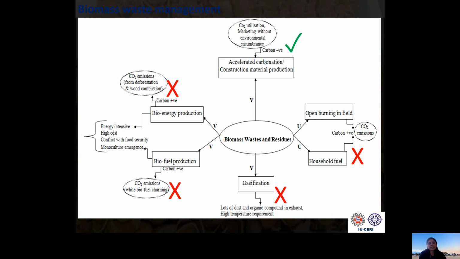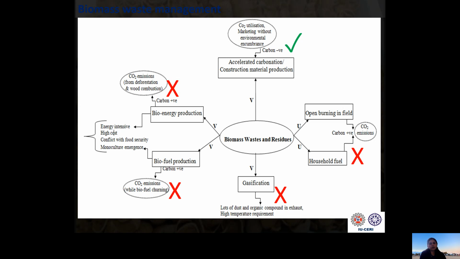If we look into biomass waste management options now, there are options where we can utilize biomass waste, and this utilization approach is already in practice, which includes open burning in the field and household fuel, for example, but these have a high carbon footprint, and the process is quite carbon positive because of a lot of carbon dioxide emissions. But there are some valorization approaches as well where we can add value to these biomass wastes. Some of these valorization approaches are also not as carbon negative as they should be, because gasification or biofuel production, for example, have CO2 emissions involved, or a high temperature requirement for gasification, which has carbon footprints associated.